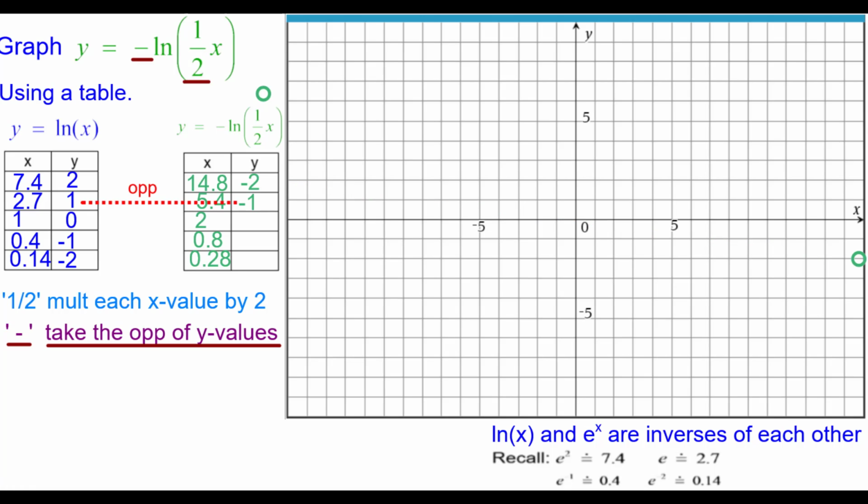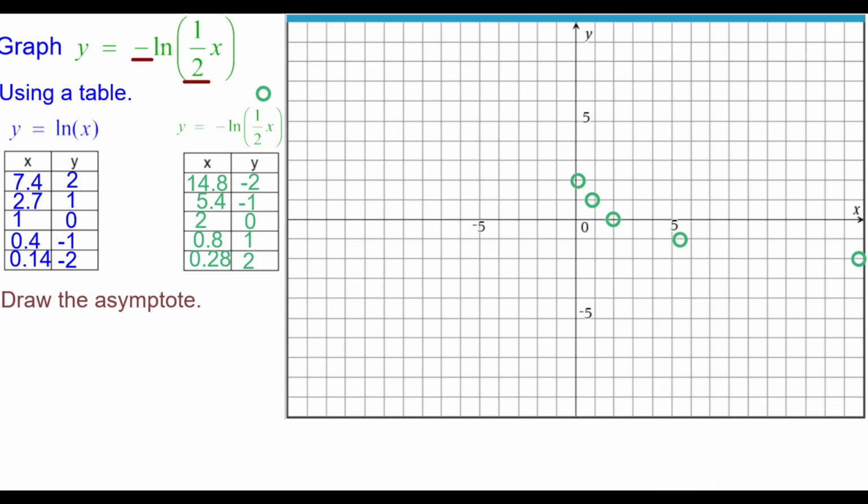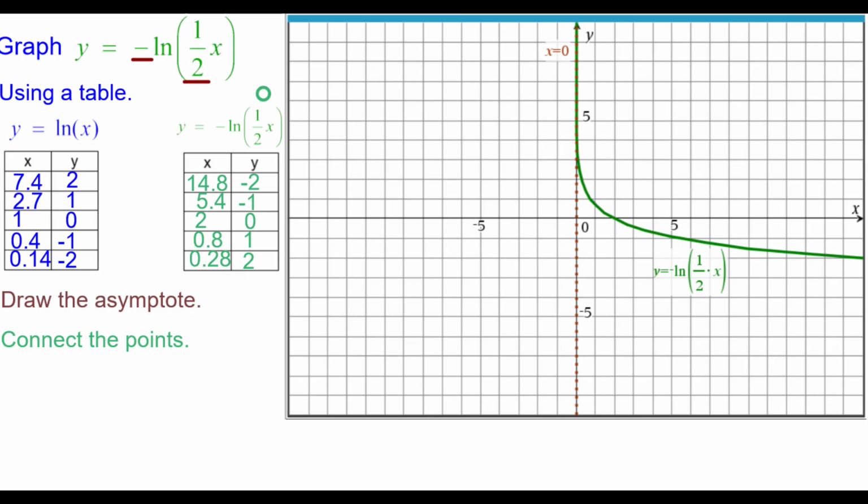So the opposite of 1 is negative 1, so 5.4 negative 1. Opposite of 0 is 0, so 2, 0, that's an x-intercept. Opposite of negative 1 is positive 1, so 0.8 up 1. And the opposite of negative 2 is positive 2, 0.28 up 2. Draw the asymptote. It appears that this is a boundary line, the y-axis, the line x equals 0, so we'll draw that asymptote. And we're ready to connect the points. And there's our graph there, and we will compare it to the parent function.